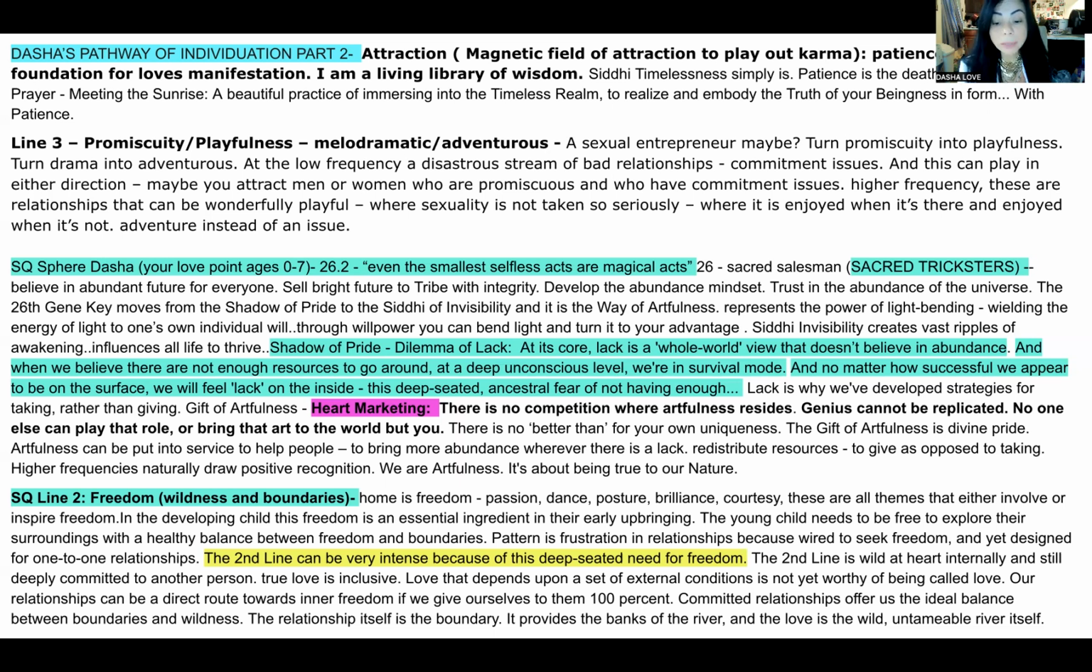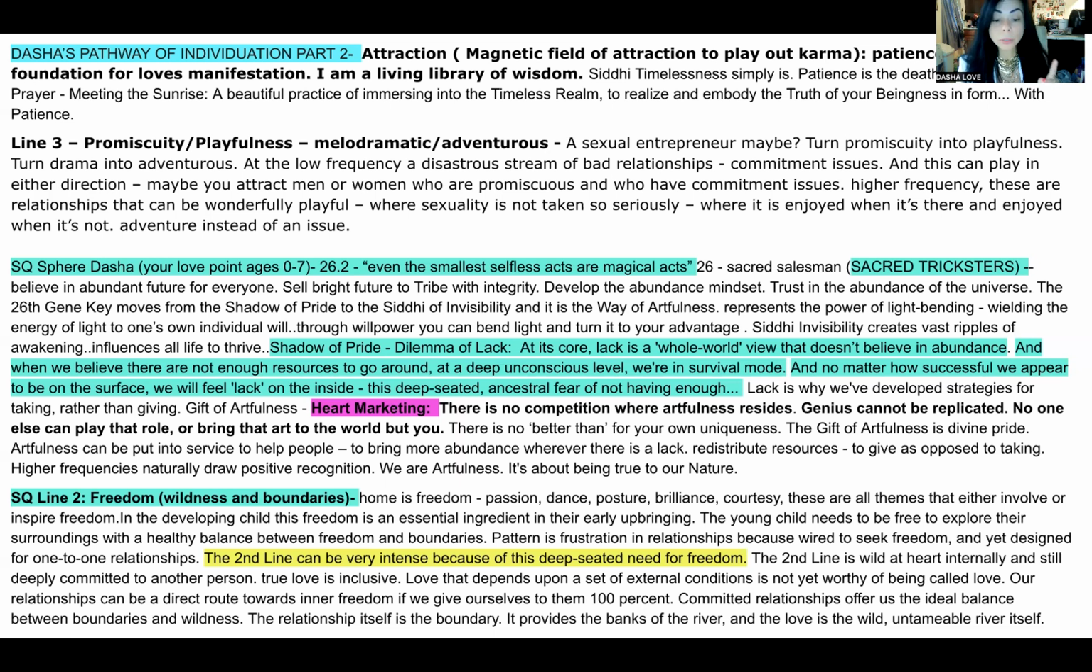So the pattern that I had previously in relationships was because of not being able to be free within the boundaries, within the relationships. Right? So I'm designed for a one-to-one relationship, yet also experiencing freedom. Right? Because of this deep-seated need for freedom. So the second line is wild at heart internally, and still is a very committed person to one person.